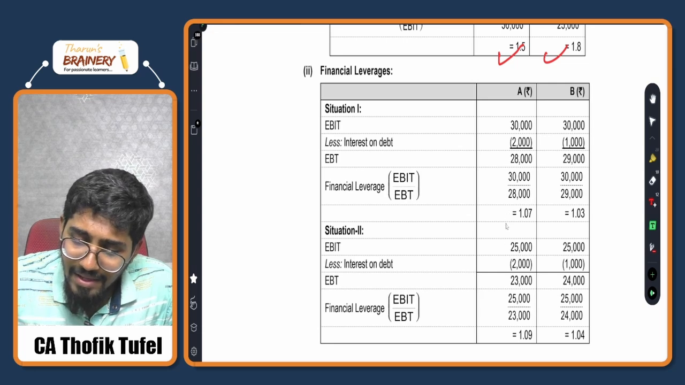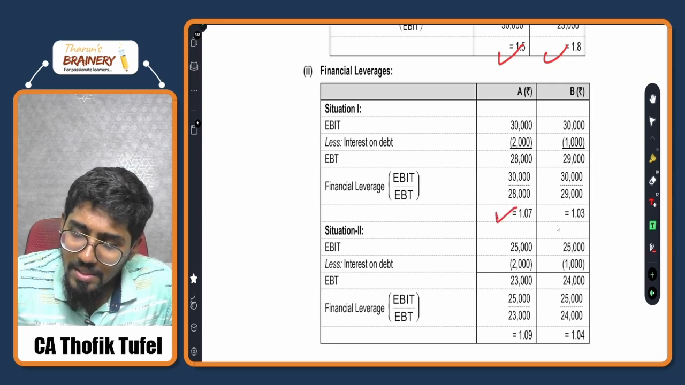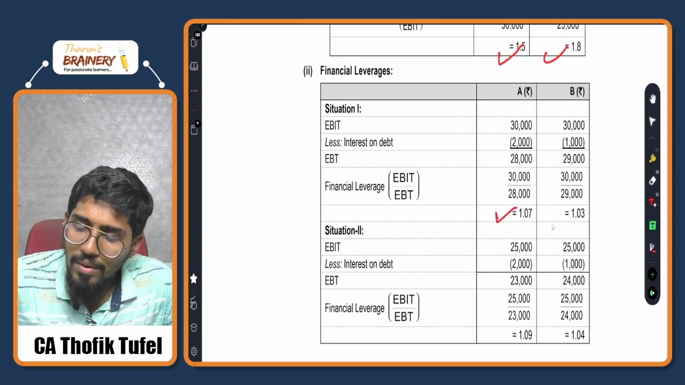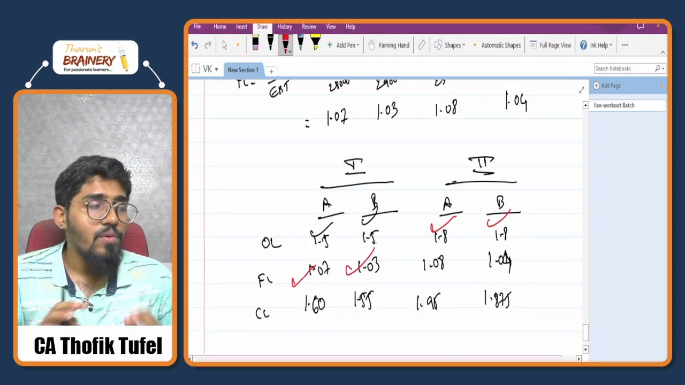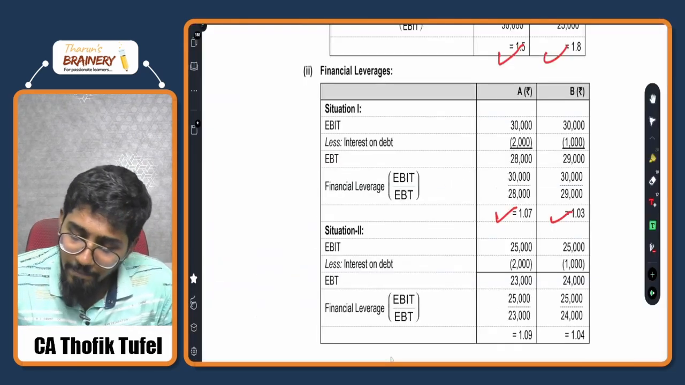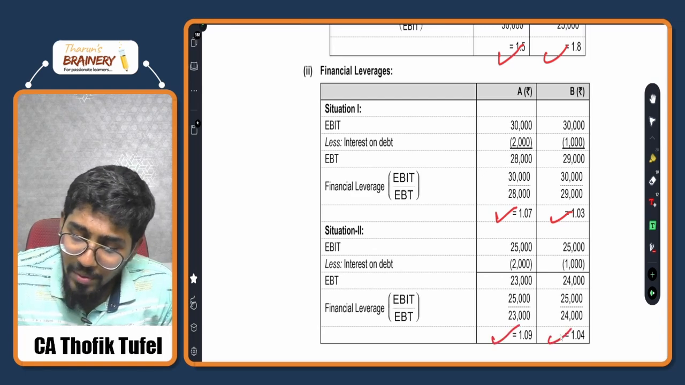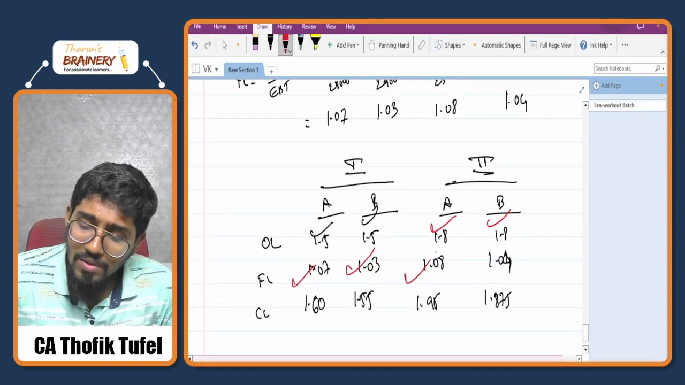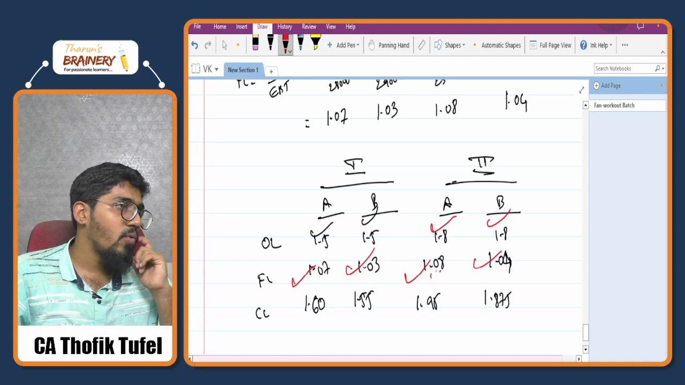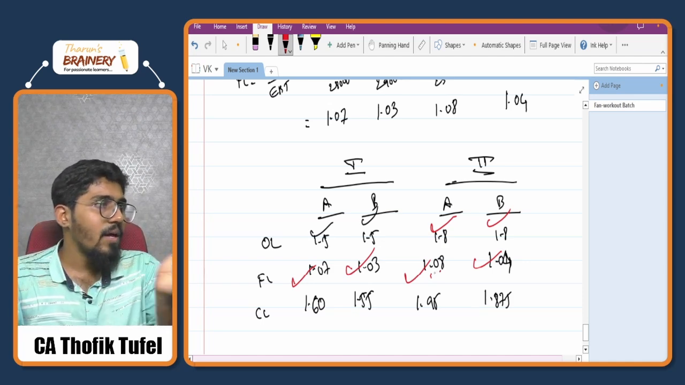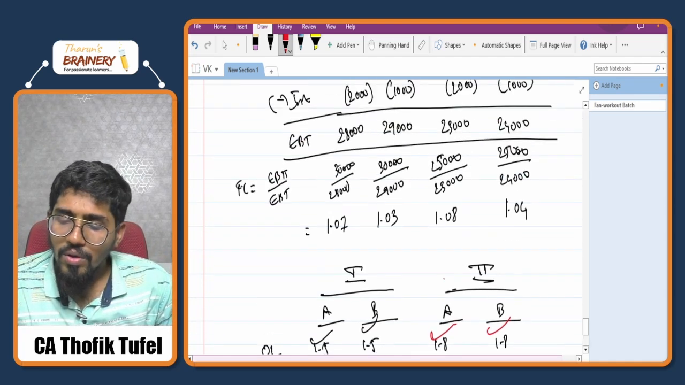Okay, for plan A, situation 1, 1.07, 1.03. 1.07, 1.03. Super. 1.09, 1.04. 1.09, 1.04. After rounding off it should come as 1.09. So 1.08 something, and then something would have come. You have not done the rounding off.